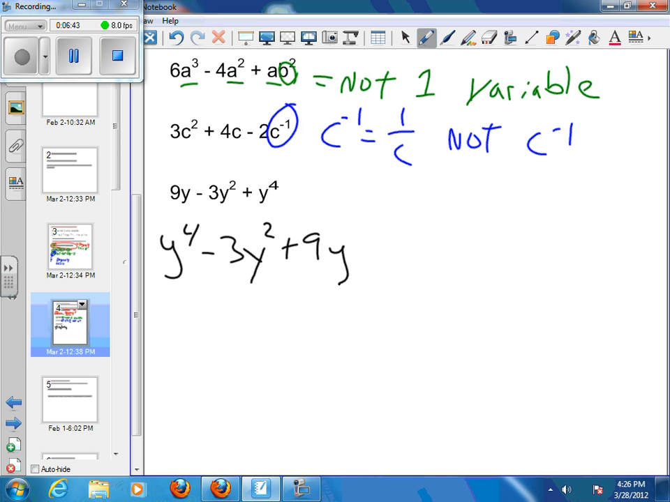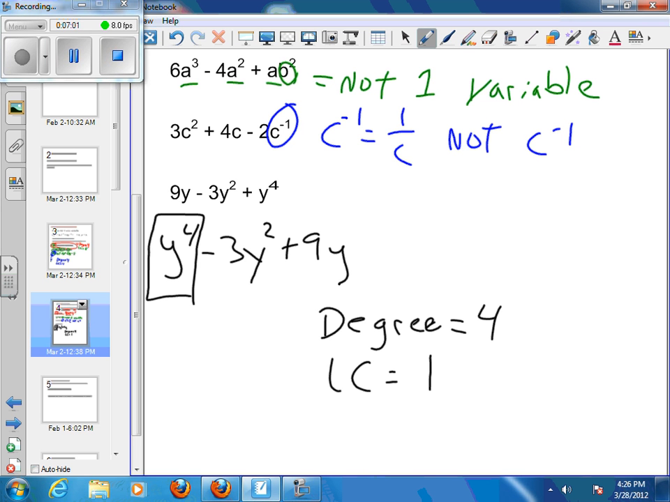Then you want to find your leading term. Our leading term is our term with our greatest exponent. From there, we can find our degree. And the degree in this case would be a 4 because the exponent is a 4. And our leading coefficient is a 1 because it's always assumed to be a 1y to the fourth. And so that would finish our examples.